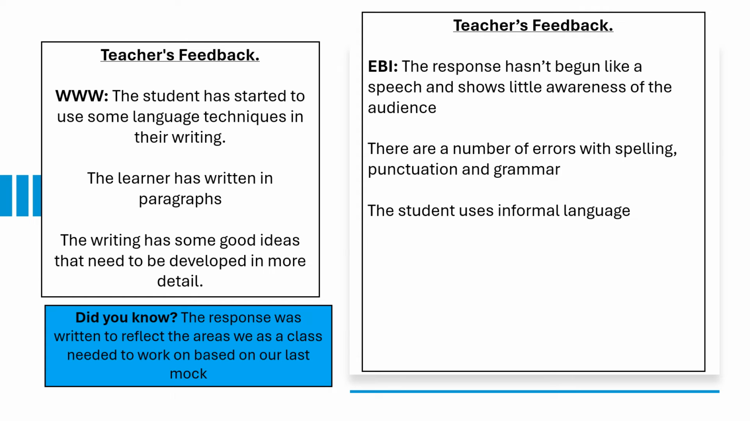The student uses informal language. So if you think back to the start of the lesson, we looked at the TAP and we clearly said that because it was a speech given to the local council, we need to use a more formal tone. The learner has used the wrong there, and they are. Now this is a really big error.